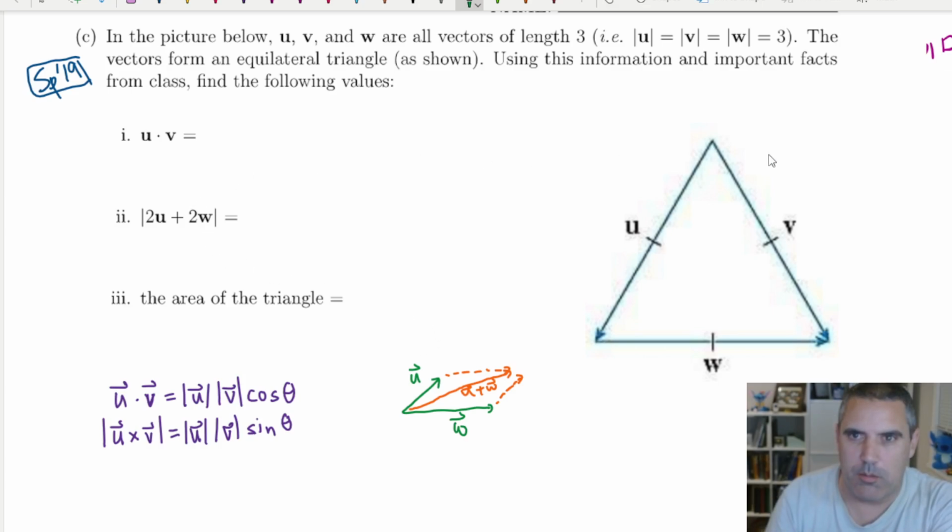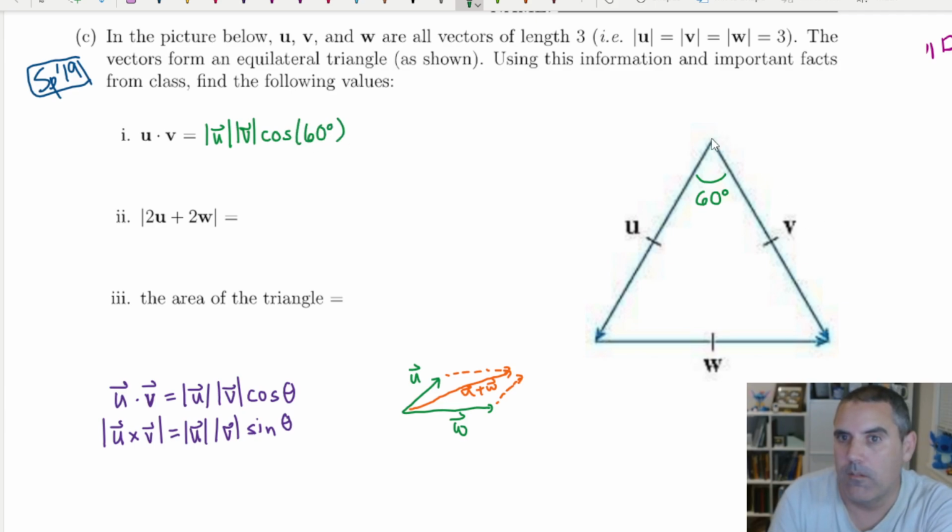So things that jump out at me here is they tell you the lengths of all these are 3, and this forms an equilateral triangle, and this is actually a homework question. And the key is that that's 60 degrees. So the first question is fairly quick. You say the magnitude of U, the magnitude of V. And the question wasn't about this, but I thought I would throw it in. And it's 60 degrees. You do have to make sure the vectors are tail to tail, but they are.